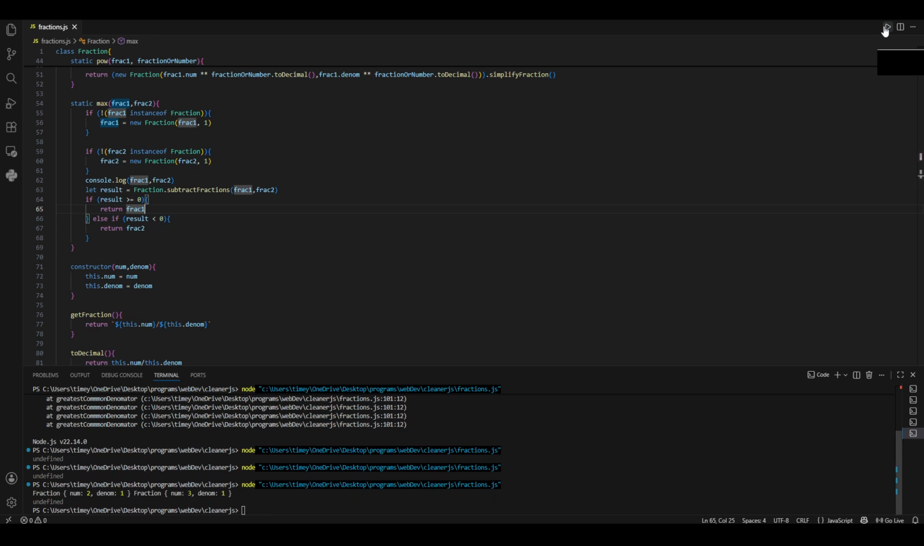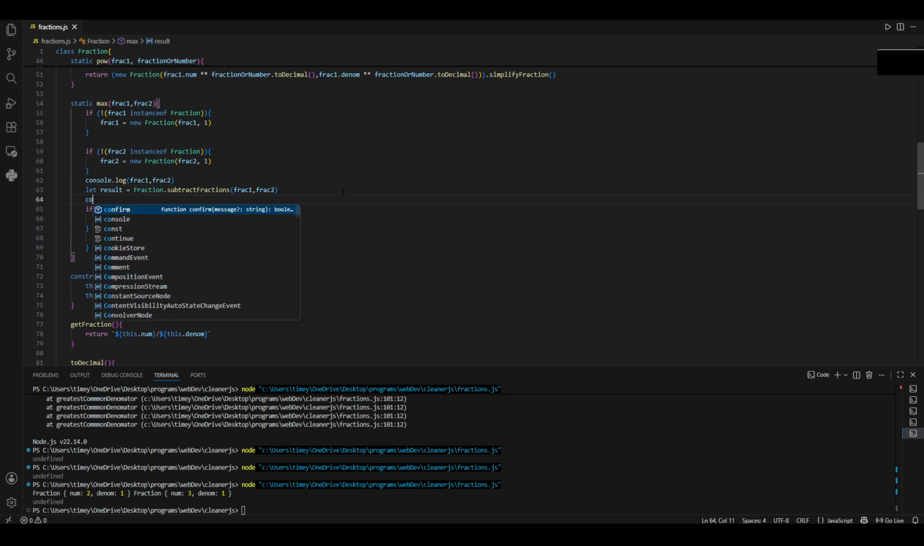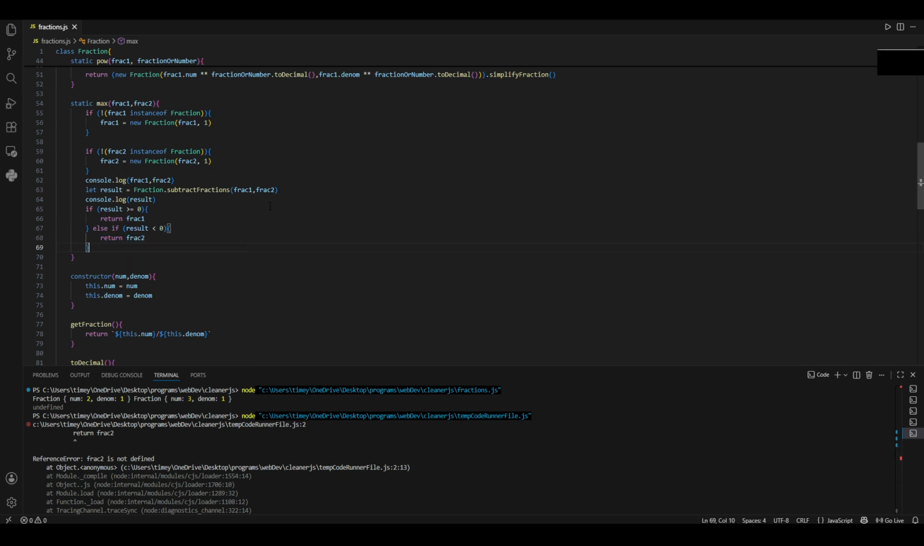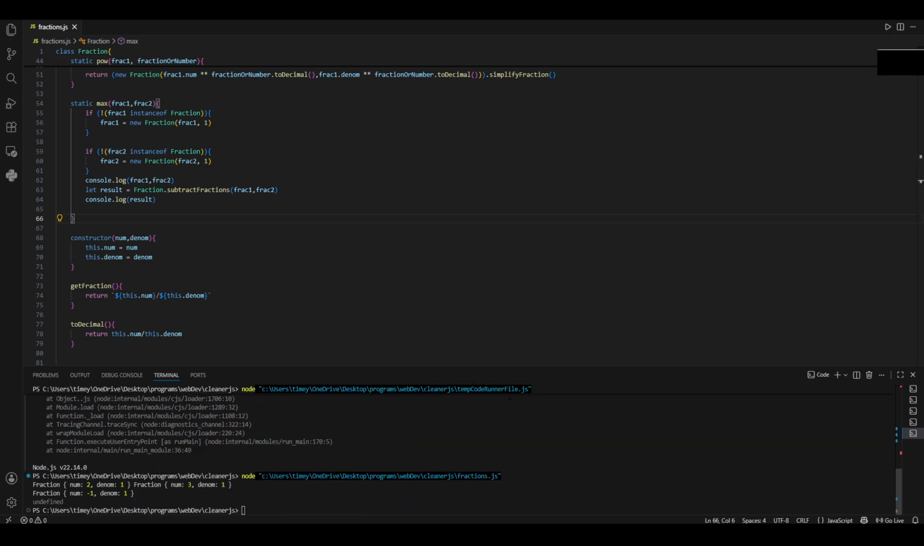So, frac 2 is not defined. I also just realized that this is going to be in fraction notation. What if I remove this? Let's see what happens.